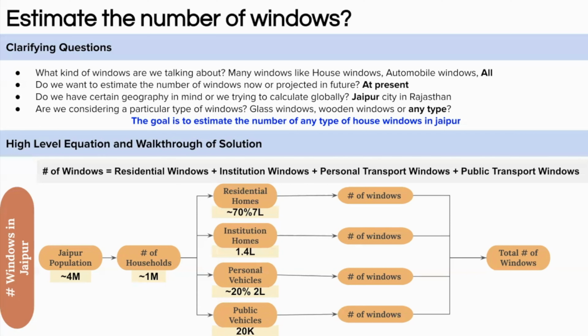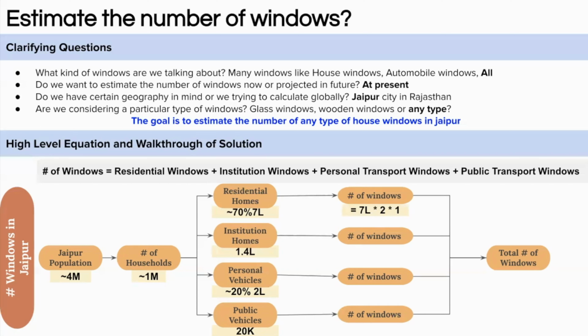What do we do now? We have to estimate the number of windows, right? So first start estimating the number of windows in the residential homes. So let's assume that one residential home has 2 rooms and on average 1 window per room. So that will give around 14 lakh windows from the residential homes.